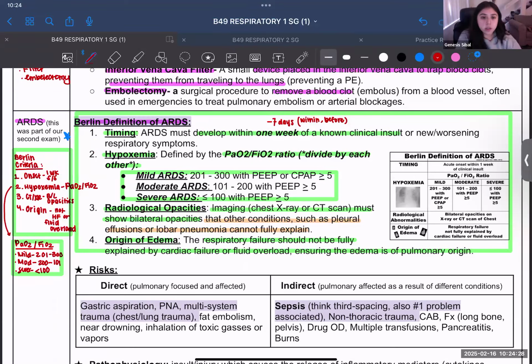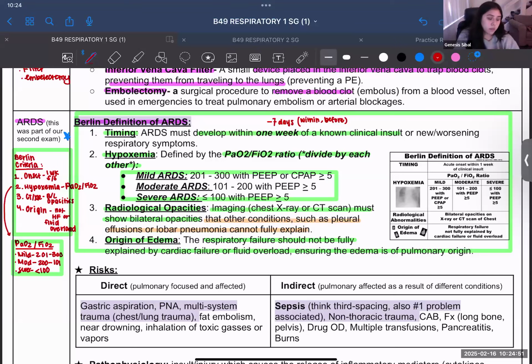So if she gives you a select all that apply question, what supports the patient's diagnosis of ARDS to the physician or to the nurse or whatever. If it says they've had symptoms within 5 days, you select that one. If it's within 9 days, you don't select it. Within 7, you select it. If it's within 1 week. So timing, it's within 1 week.